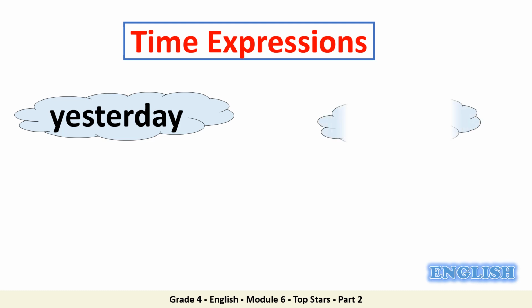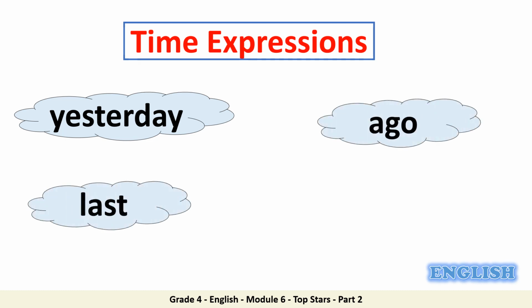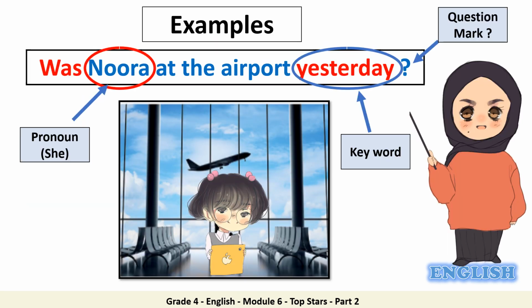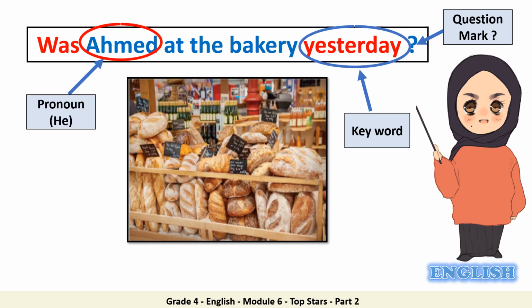And here are the time expressions or the keywords that we are using whenever we're talking about the past simple tense. Yesterday, ago, last, and the past. Let's have some examples. Was Noora at the airport yesterday? Was Ahmed at the bakery yesterday?